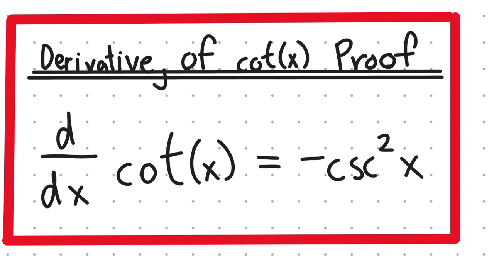In this video, we're going to prove the derivative of the cotangent function, which is just the inverse of the tangent. We are going to prove that the derivative of the cotangent function, a normal trigonometric function, is equal to the negative of the cosecant squared x. So let's try and prove this using the limit definition of the derivative.